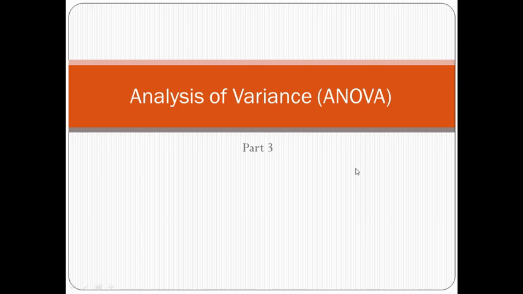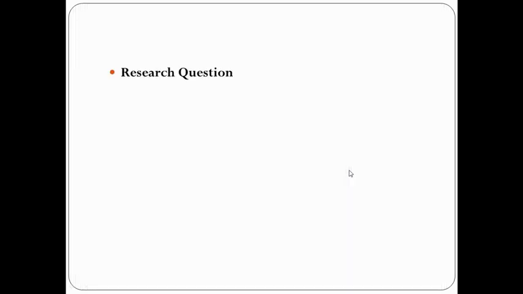Welcome to video part 3 for analysis of variance, known as ANOVA. As promised in movie 2 for ANOVA, we are going to learn how to read all the numbers produced by SPSS for ANOVA. But before we go to that, let's refresh on the research question in our study here.